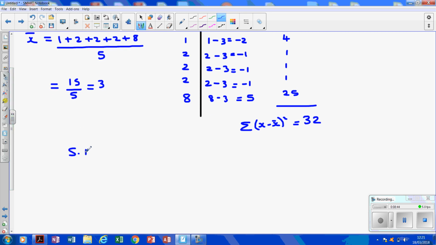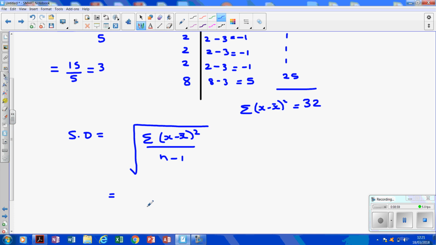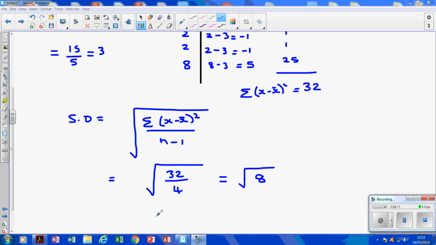Standard deviation, the formula that you have from your information sheet, is the square root of the sum of (x minus x bar) all squared, all divided by n minus 1. So that then gives us the sum. We've worked it out, so that's the square root of 32 divided by the number of numbers we had, which was 5, so that's divided by 4. So when we divide that out, we get the square root of 32 divided by 4, which is the square root of 8. Now we can answer the question.